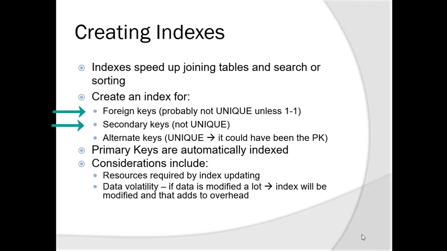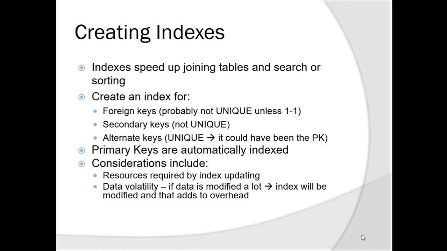You're going to index your secondary keys. These are fields you have identified that you search on a lot and probably are not unique. If they were unique, you probably would have made them an alternate key. And you're going to index the alternate keys. This is how you're going to make sure that those values are unique, because one of the keywords in indexing is the keyword unique. So an alternate key, remember, is a field that could have been the primary key, but you decided to go with a different one. You do not have to index on primary keys. That is automatic, as it should be.